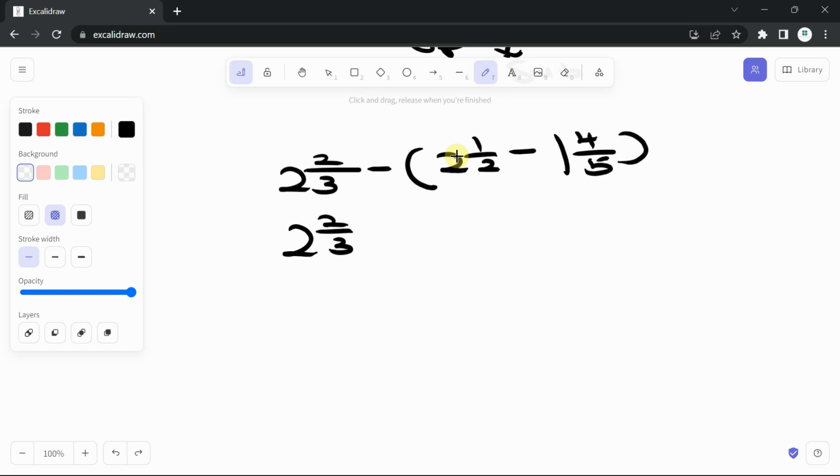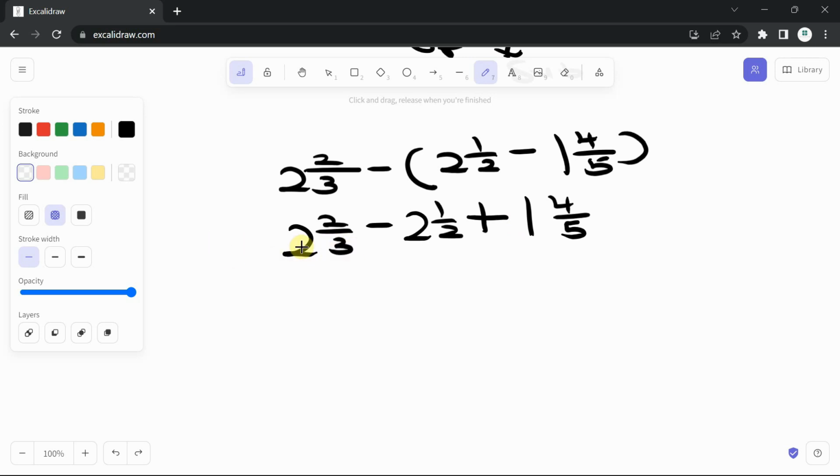So minus times 2 and 1 over 2 is minus 2 and 1 over 2, right? Minus times minus is plus. Right, so I'm still going to treat that later on, but minus times minus is plus, right? And then what am I going to have? Only 1 and 4 over 5. So you need to expand the bracket first. After expanding the bracket, the next step is to actually turn all of these mixed numbers to improper fractions.